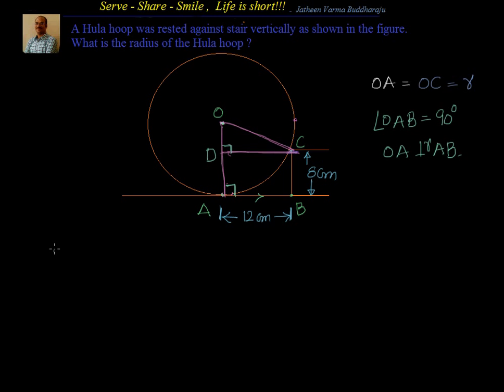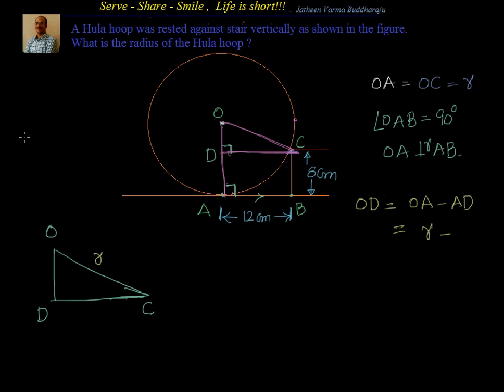Let's separate that and draw it here. We have triangle ODC, a right triangle. We have O, D and C. We know OC is equal to radius. We have to find out what is OD and DC so that we can use Pythagoras theorem. So let's go back here. OD is equal to OA minus AD. You will agree with me on that. But what is OA? OA is equal to OC, which is the radius, minus what is AD?